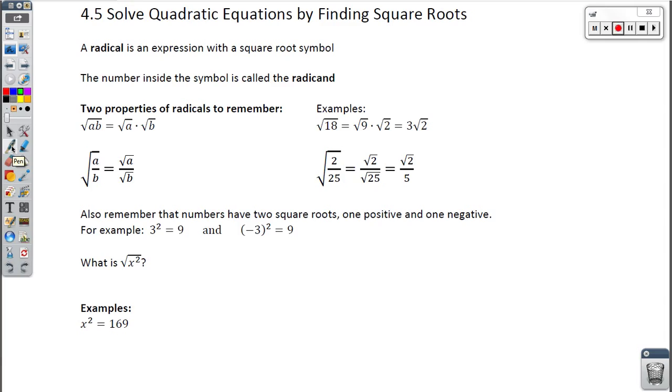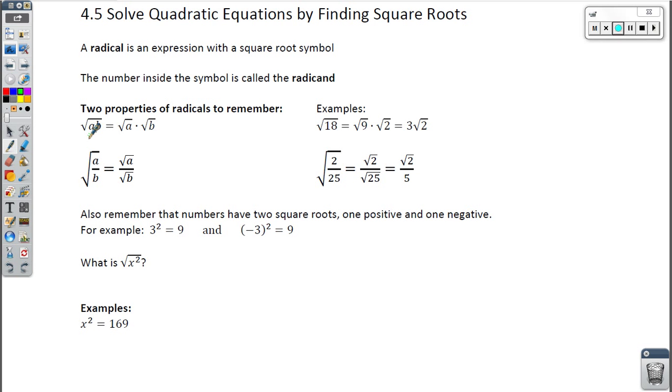So first of all, a radical is an expression that has a square root symbol. So anything that has a square root, we call that a radical. Now the number underneath the radical is called the radicand. Now I'll typically probably refer to it as just the number under the radical, but that is the official name for it. Now there's a couple of properties of radicals I want to remind you of.